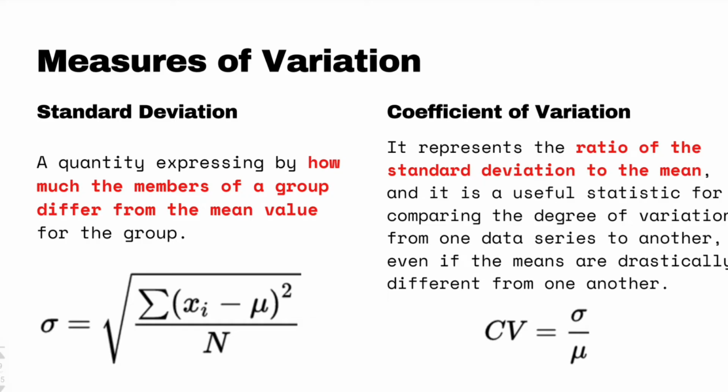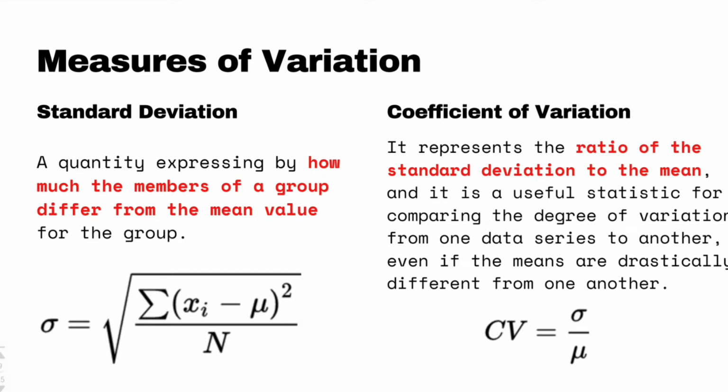So what is standard deviation? It is the quantity expressing by how much the members of a group differ from the mean value of the group. So we have the mean value and we are trying to find out how much the members of the group, that is the individual data points, differ from the mean value for the group. That is expressed by the standard deviation, represented by sigma. Now here mu represents the mean.